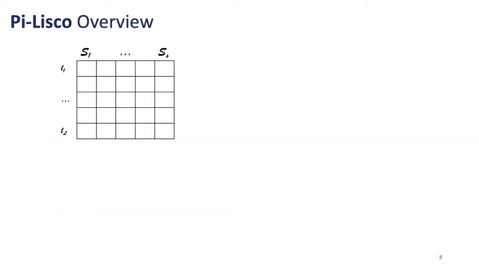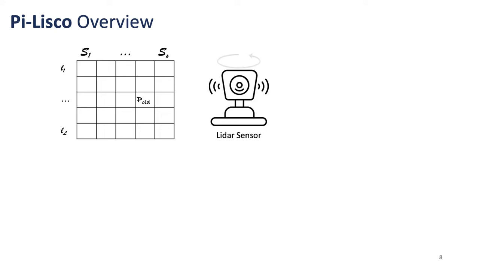Now let's review the main idea behind Pi-Lisco. Pi-Lisco uses a 2D matrix, just like Lisco, to store the points of a rotation as they are being collected. The difference is that in Pi-Lisco, the matrix is used in a circular fashion, which means that whenever the LiDAR collects a new point, it updates the old point in the corresponding place in the matrix with respect to the point's step and laser ID.